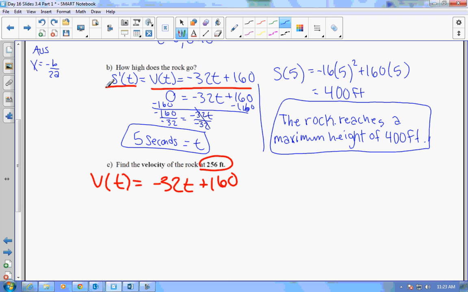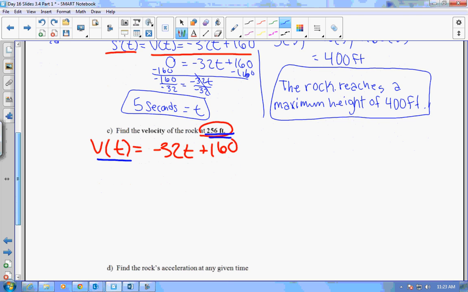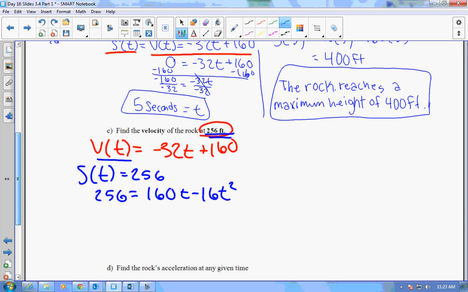Wait. Oh. This is velocity. 256 feet is the position of the rock, or the dynamite, whatever is being propelled. The dynamite propels a rock. So 256, we need to find at what point in the position function does it equal 256. 256 equals, the position function was 160t minus 16t squared. Okay, and we'll use the velocity in a minute.